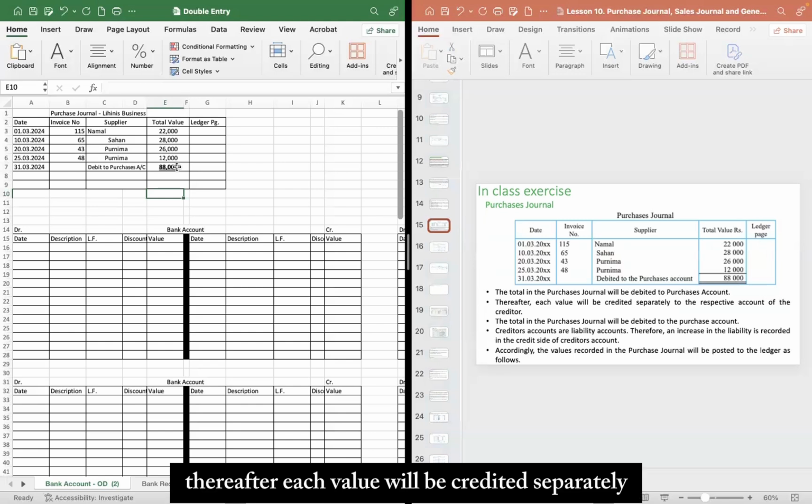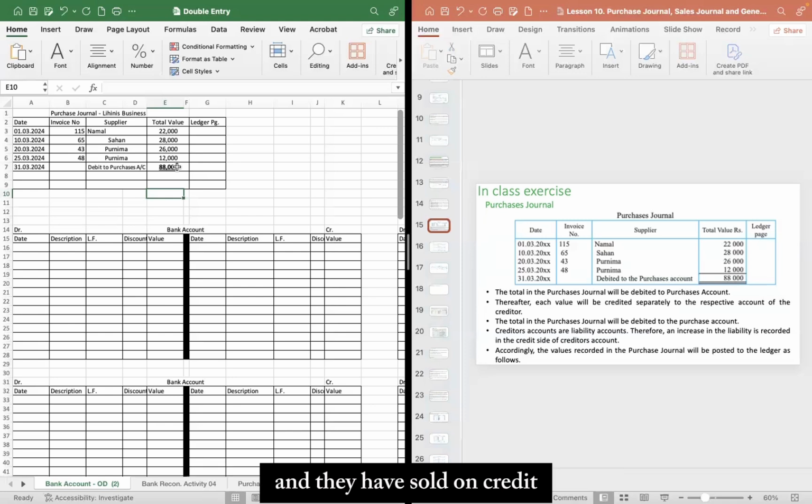Thereafter, each value will be credited separately to the respective account of the creditor. Then Namal, Sahan, Purnima, who are they? They are suppliers to the business and they have sold on credit. And who are they? Are they debtors or creditors? Who are they?